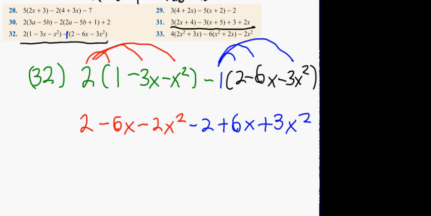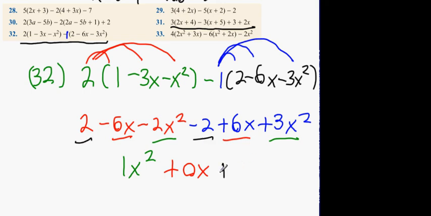Well done. Now what do you do? Do the x squareds first. 2x squared plus 3x squared is 5x squared, minus 2x squared, so x squared is 1x squared. Perfect. Minus 6x plus 6x is 0. And then 2 minus 2 is 0. What's our answer? 1x squared. Well done. Hard question. Good job.